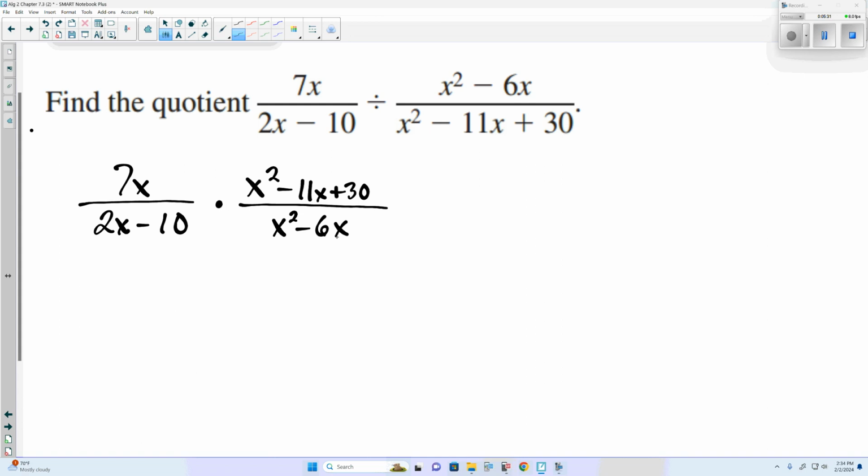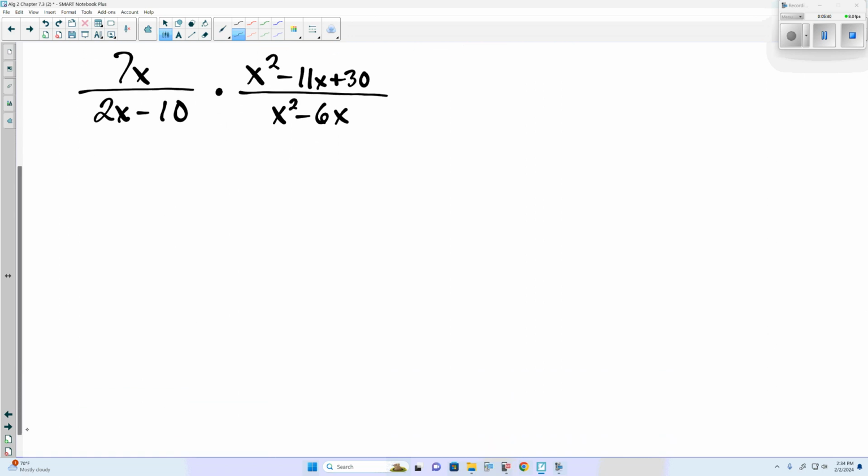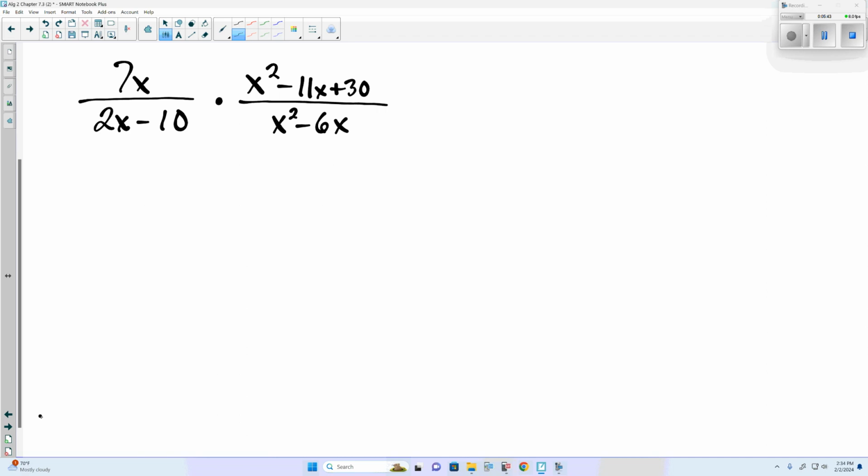We keep, we change, we flip. We keep it the same. The first rational expression stays the same. We change it from division to multiplication and then flip the second. And now our steps are the exact same as multiplication. Keep, change, flip, and then keep it the same. Let's put those away for now so we focus in here. Keep, change, flip.